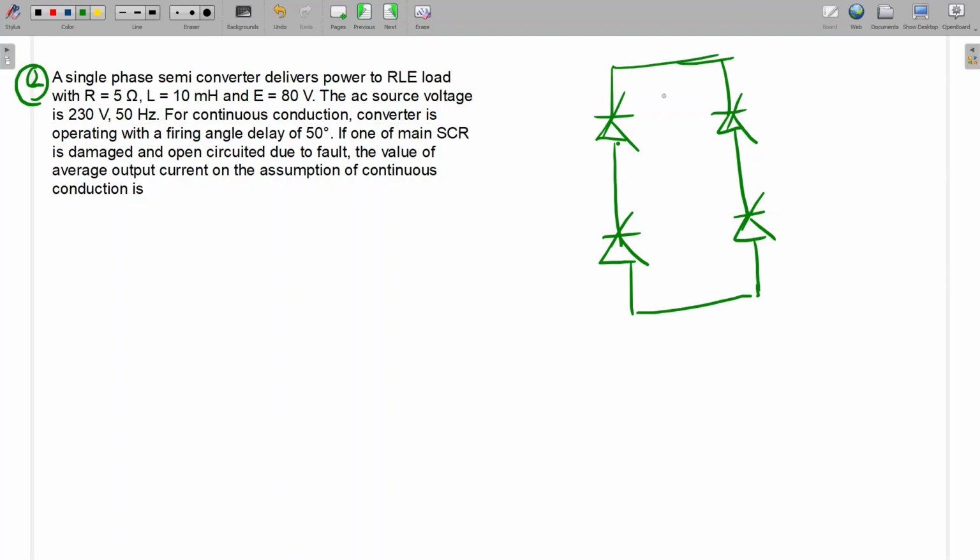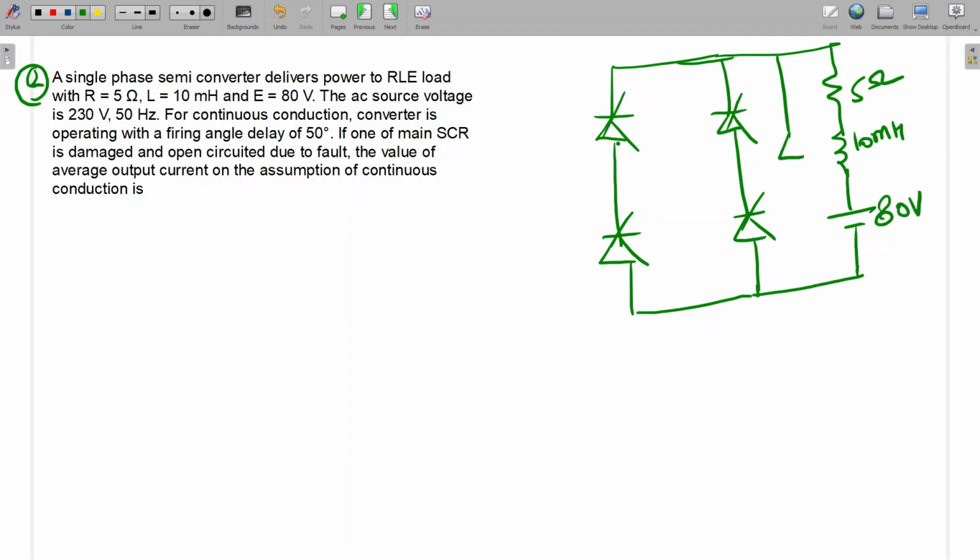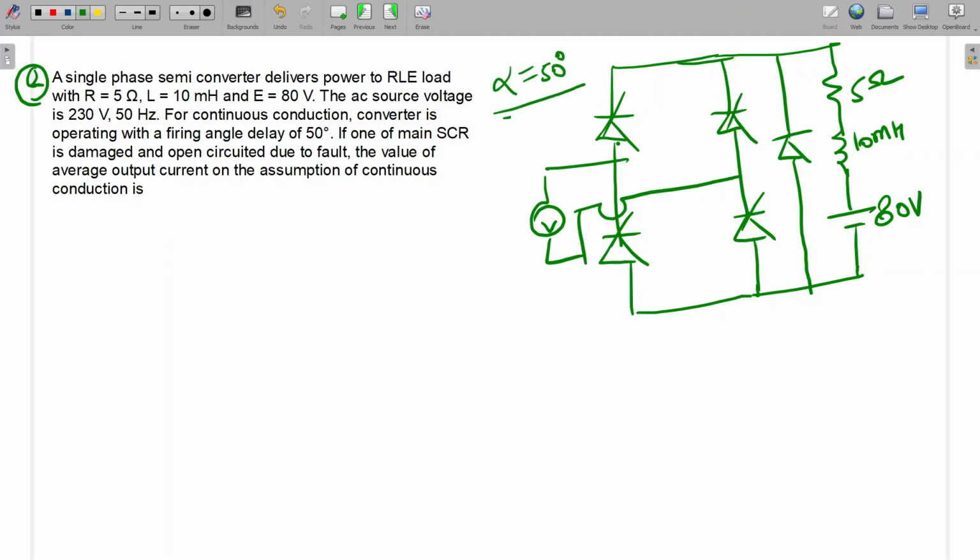So the load is RLE. R is 5 ohm, L is 10 millihenry, and E is 80 volt. A freewheeling diode will also be there. So what is given in the question? Alpha is equal to 50 degree. The supply is 230 volt, 50 hertz.